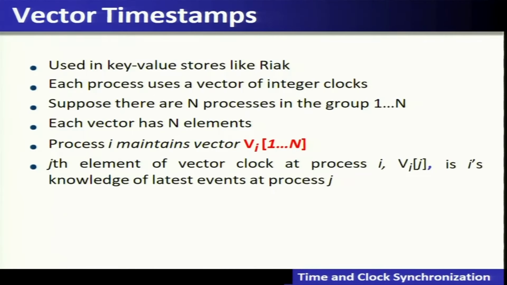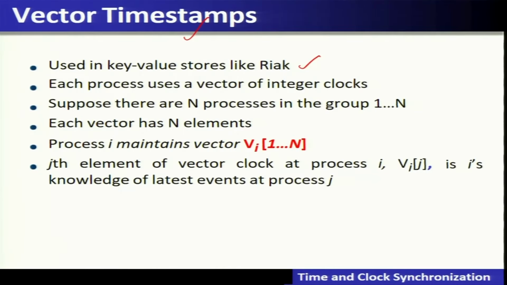So, therefore, with this drawback, another timestamp is being proposed in the distributed system, which is called a vector timestamp, and it is used in the cloud databases, which we have discussed as the NoSQL database in lecture 1. So, this particular database uses the vector timestamp. Each process uses a vector of integer clocks.